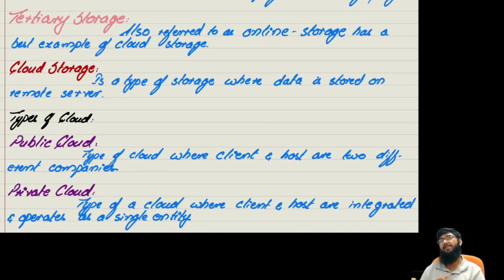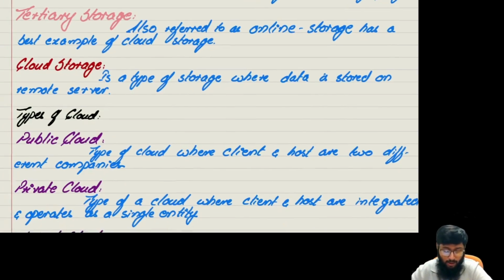Now, as we just discussed, tertiary is something where you store data on an online basis. Online means you store the data on a remote server, which means you can access that data from anywhere. You just need a good internet connection. So in this format, if you store your data or make a backup of your data, that is known as a tertiary storage device, or tertiary storage.